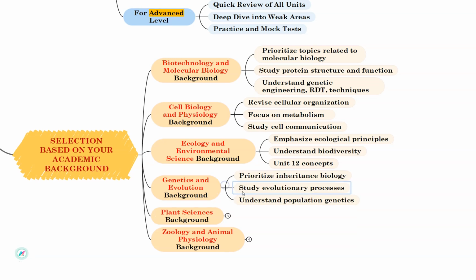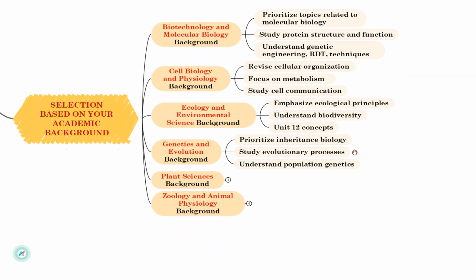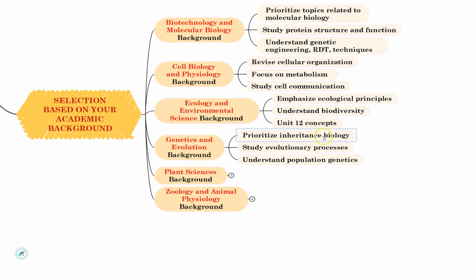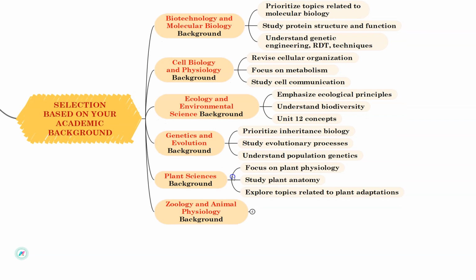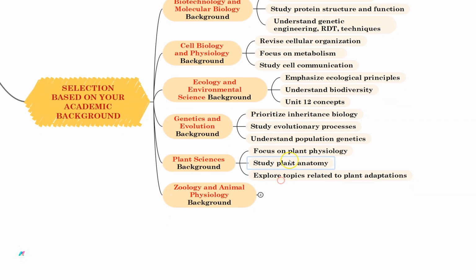For genetics and evolution background, prioritize inheritance biology, Mendelian genetics and the different variations. Study the evolutionary processes, natural selection and adaptation, and understand the population genetics and genetic diversity. For botany students, focus on plant physiology, photosynthesis, growth regulators, etc.